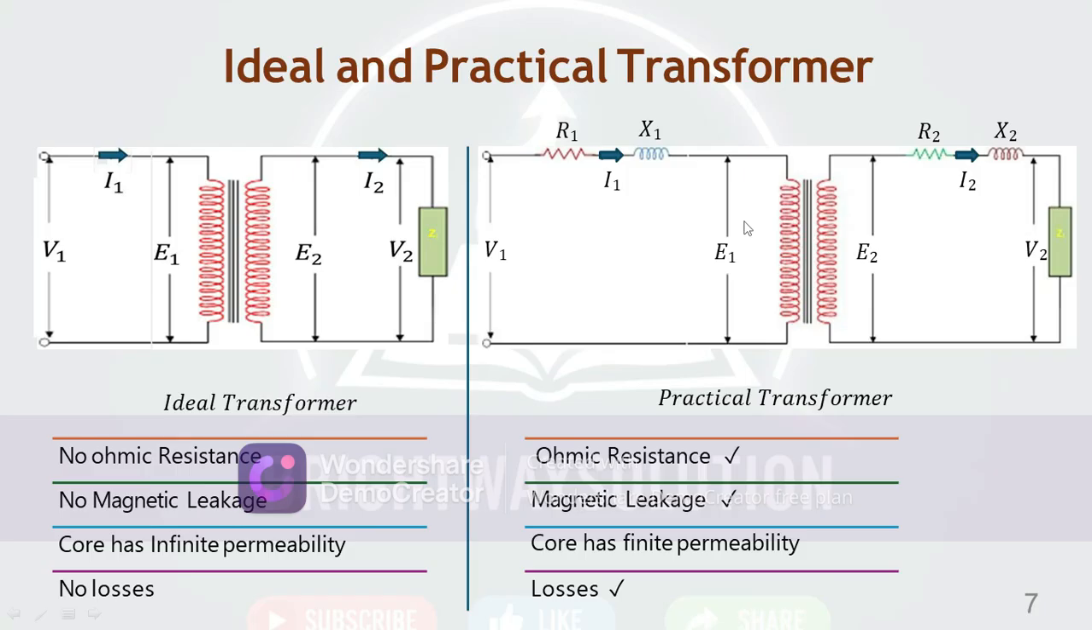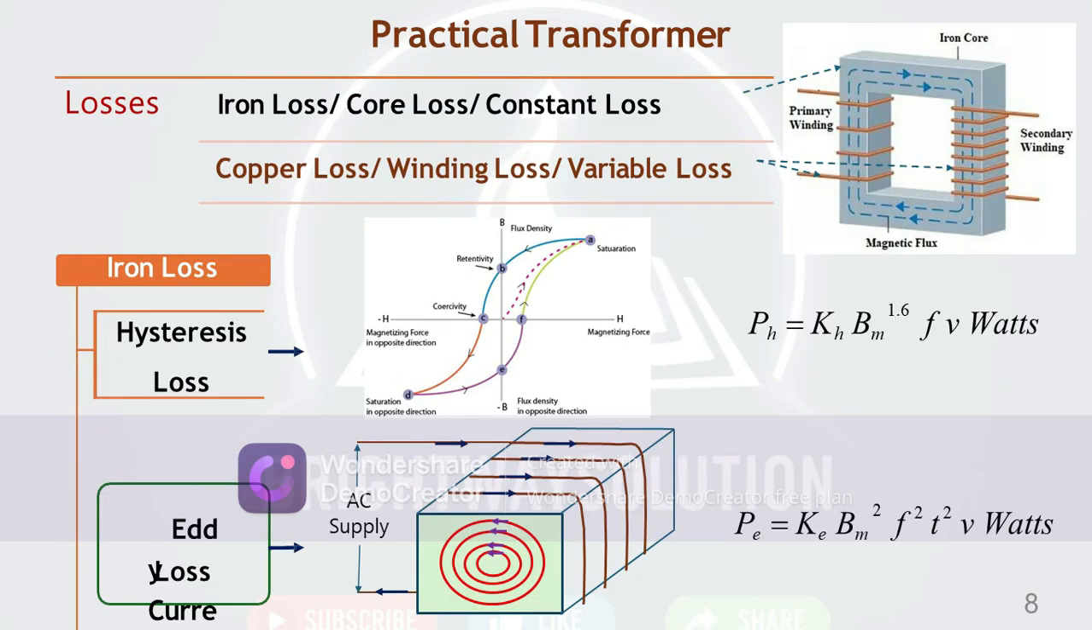There are magnetic leakages, and the core has a finite permeability. There is a limitation on the permeability as per the property of the material, so the core carries only some finite amount of permeability. Then losses are there. In a practical transformer, there are losses.